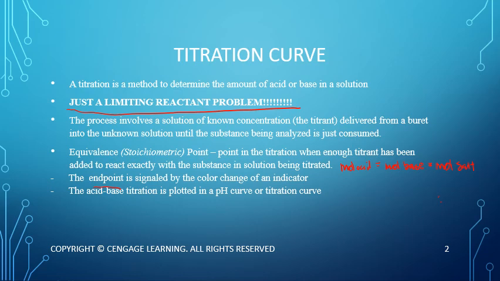The endpoint is signaling the end of the reaction by looking at a color change for an indicator. We'll talk more about the indicators as we go, but essentially what we always like to do is we want to choose an indicator that will have the endpoint occurring just after the equivalence point. I'm just going to do equivalence point as EQ here for us. So it's just after the equivalence point.